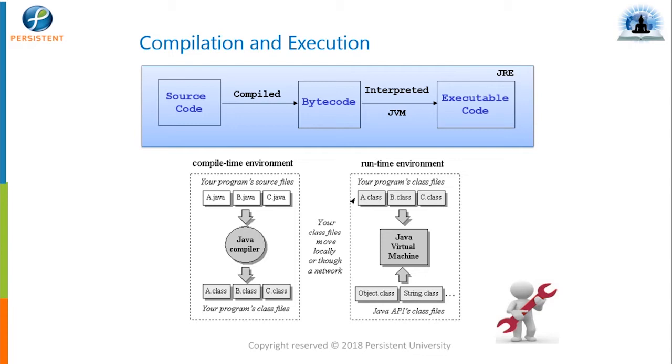Okay. So if you see, we have two environments here. One is the compile time environment and the other is the runtime environment. What do we mean by compile time environment? It means a Java file, once it is compiled, gives a .class file, right? For that, what we need is a Java compiler. So a.java, once compiled by the Java compiler, gives a.class. Similarly b.java gives b.class, and c.java gives c.class, right? So basically this is the compile time environment. Once we compile, we get .class files, that is bytecode files.